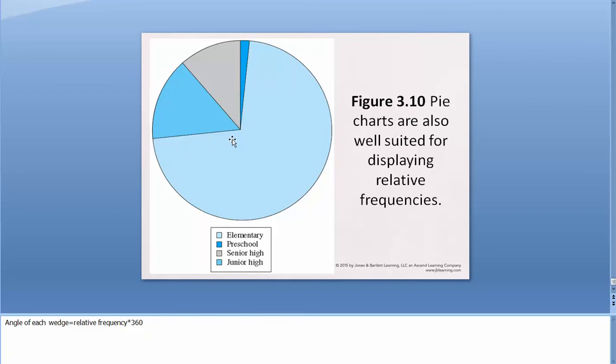Of course, you need a protractor and stuff like that to do a pie chart, but these days you're not going to worry about doing a pie chart by hand. We will always use software like SPSS. Excel does it, and even Minitab.